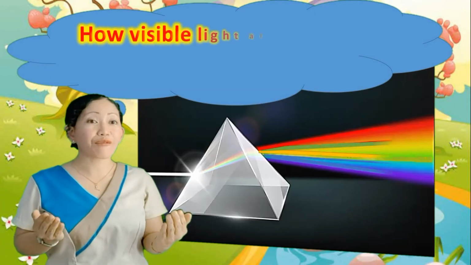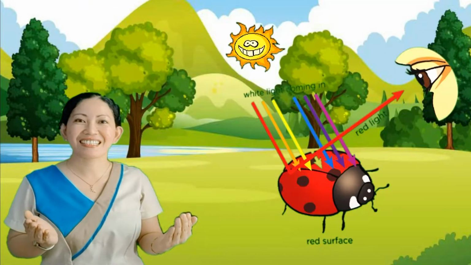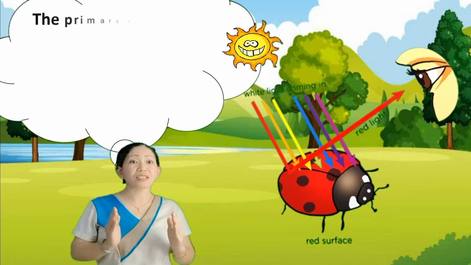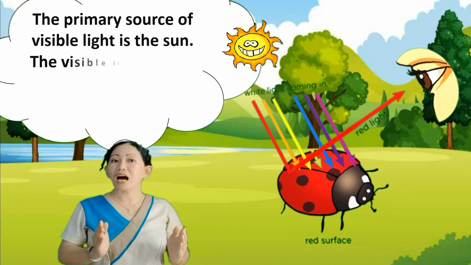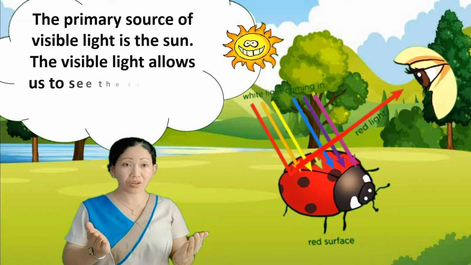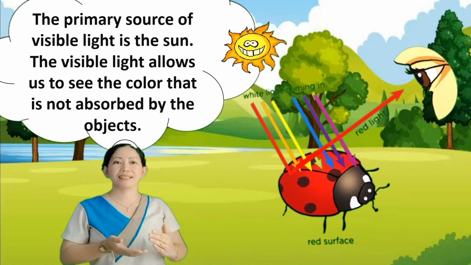How visible light affects the beauty of the things we see around us. The primary source of visible light is the sun. The visible light allows us to see the color that is not absorbed by the objects.